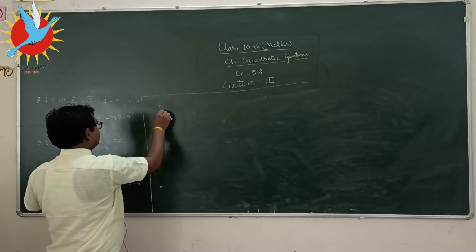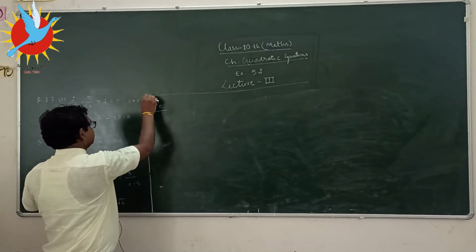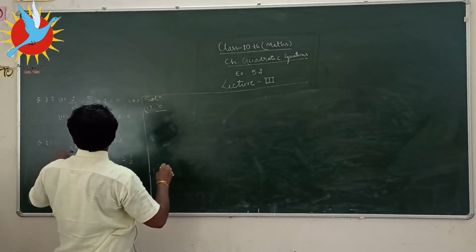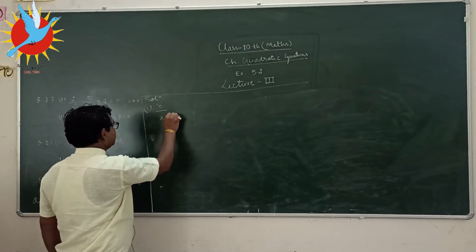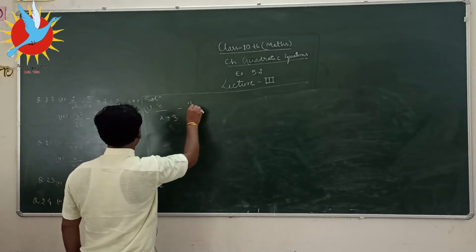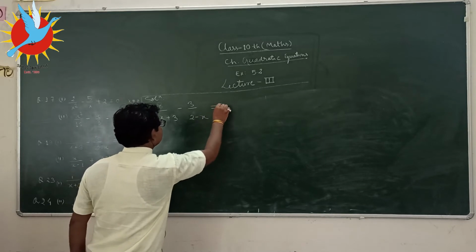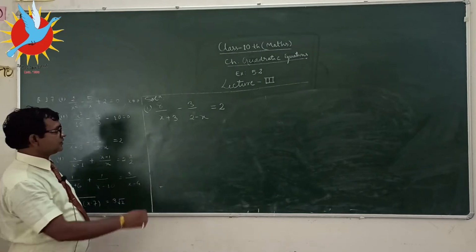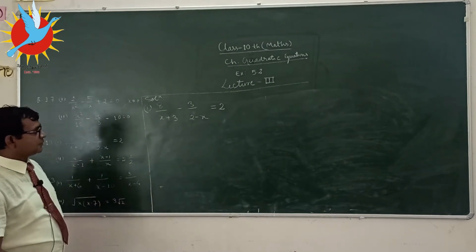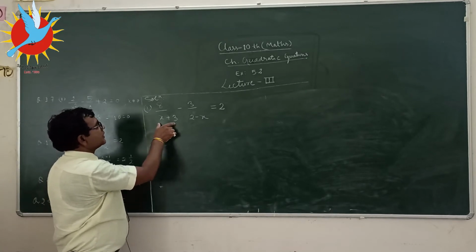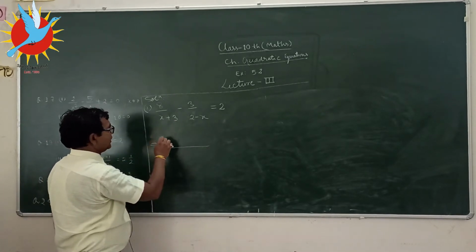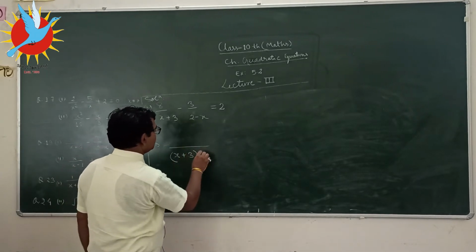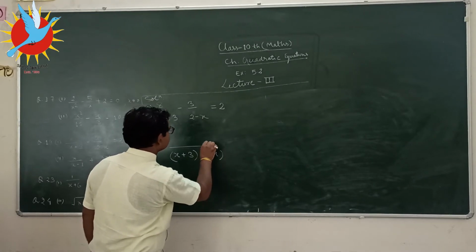Question number 19 is 8 upon x plus 3 minus 3 upon 2 minus x equal to 2. Now this we have to also convert into standard form of quadratic equation. So take LCM of these two. We have x plus 3 and 2 minus x.